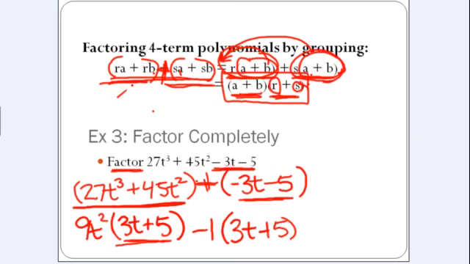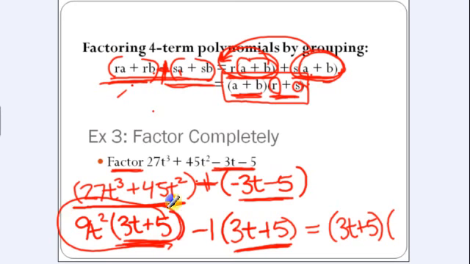Now, I have to have a common binomial factor to continue from here. If this was not the same as this, then either I did something wrong or it's not going to be factorable in this way. Because now I want to factor out that common binomial factor, 3t plus 5. And when I divide it out of the first group, I'm left with just 9t squared. And when I divide it out of the second group, I'm left with minus 1.